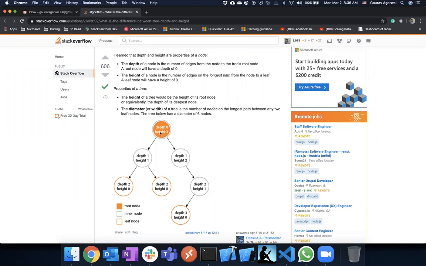But what a depth essentially is, if you see the root node which is highlighted in orange, depth is, as you just said, the distance of a node to the root. Any node. So at the first level, depth is 0. At the second level, depth is 1. At the third level, depth is 2. And at the fourth level, depth is 3. Right?